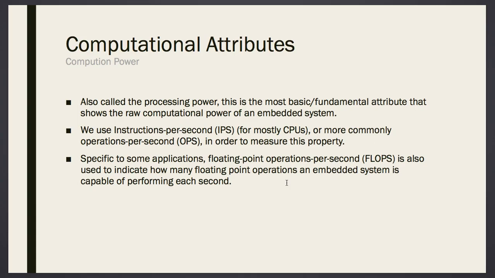And it's mainly used because GPUs use flops, floating points. That's why when you're comparing GPUs, it's usually the flops you compare: how many billions of floating point operations you do in a second. So flops is also used to indicate how many floating point operations an embedded system is capable of performing each second. But this is specific. It might be for another type of comparison. It could be integer operations, IOPS, kind of.